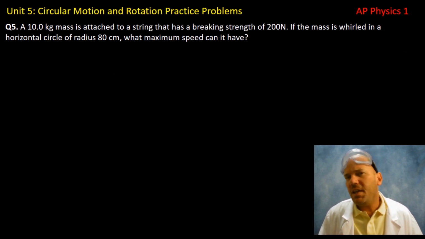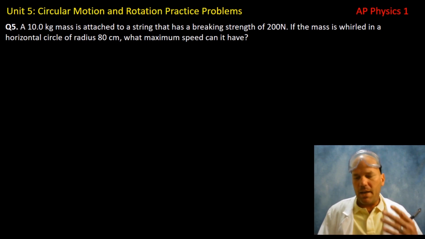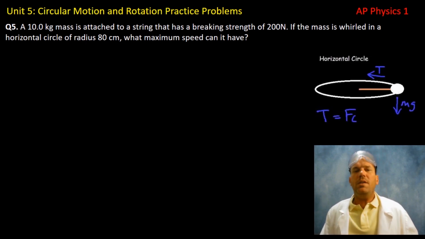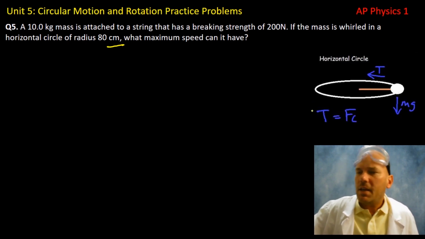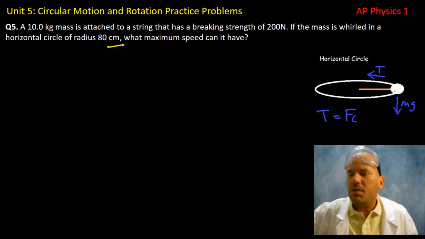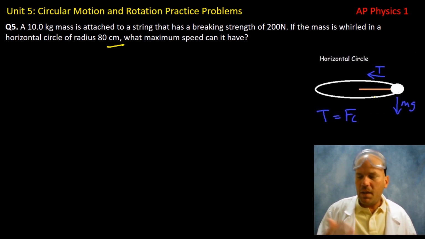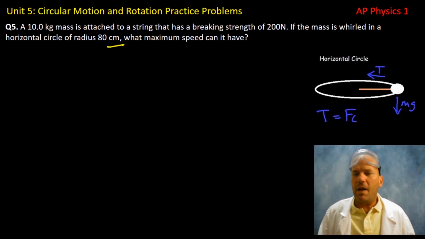Question 5, we have a 10 kilogram mass. It's on a string with a breaking strength of 200 newtons. If the mass is whirled in a horizontal circle of radius 80 centimeters, what is the maximum speed that it can have? So again, an analysis here. We show the horizontal circle. We have an inward force. That would be the force of tension. And if we sum in the vertical direction, we have the force of gravity also acting on this object.